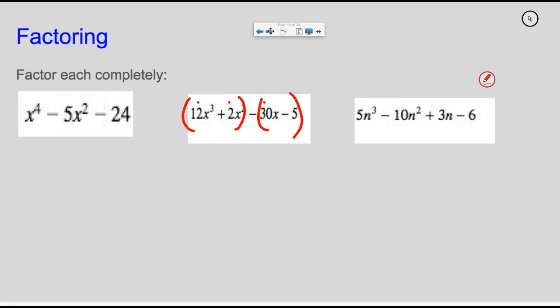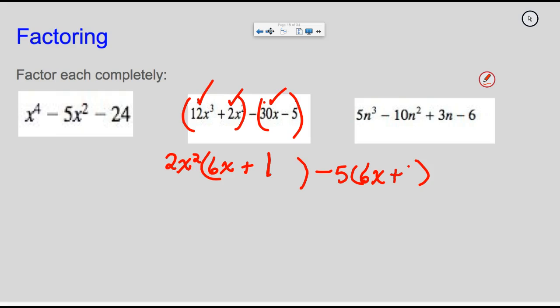What can you pull out of the first group? A 2x squared comes out of both of those. If I divide a 2 out of this, I'll get a 6 and an x. If I divide a 2 out of this, I will get a 3. So, sorry, if I divide a 2x squared out of that, I'll get a 1. So there's my 12x cubed plus 2x squared minus, I can pull a 5 out of 30 and a 5 out of 5. Notice how it gives me a 6x plus 1 again.